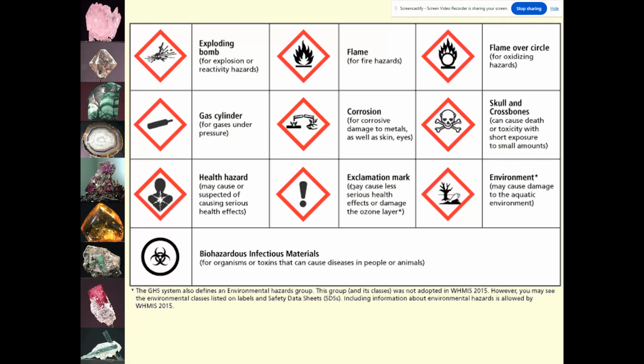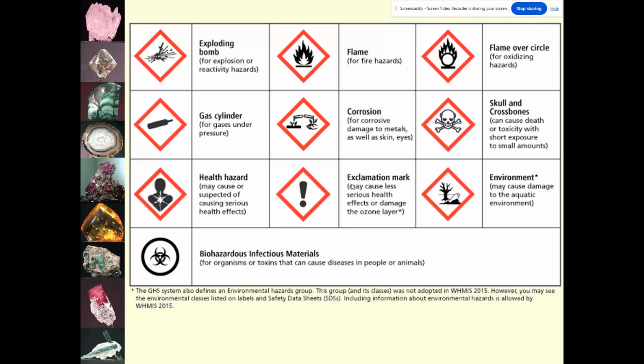Okay, we have the exploding bomb for explosion or dangerously reactive hazards, the flame for any fire hazards, flame over circle for oxidizing hazards, meaning they react with oxygen, such as rusting and corroding, things like that. Gas cylinder for a gas under pressure.